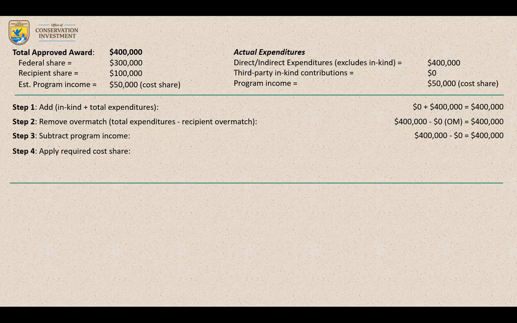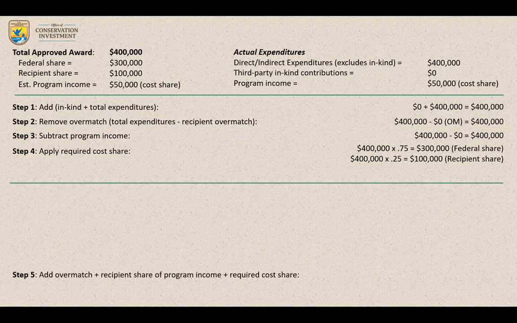In Step 4, the recipient calculates the federal share of expenditures by multiplying the adjusted outlays by the award federal and cost share percentages. The federal share of the award is 75%, and the recipient has a mandatory 25% cost sharing requirement. To determine the federal share of expenditures, the recipient multiplies the adjusted outlays from Step 3 by 0.75. The resulting federal share of expenditures is $300,000. The required cost share is determined by multiplying the same adjusted outlays from Step 3 by 0.25 to get $100,000.